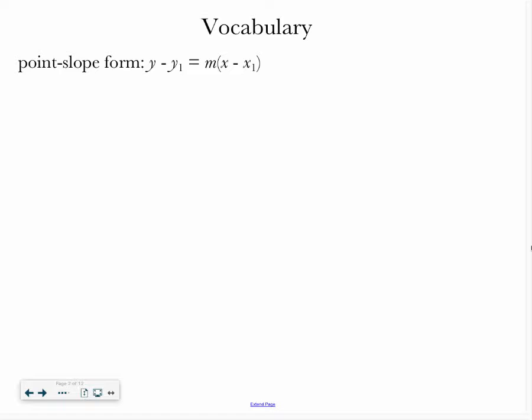So, let's talk about what is point-slope form. Point-slope form can be written y minus y1. That y1 represents the y-coordinate in a point that you're given. Okay? So y minus y1 equals m. Remember, m is still your slope. And then m times the quantity of x minus x1. That x1 is your x-coordinate.